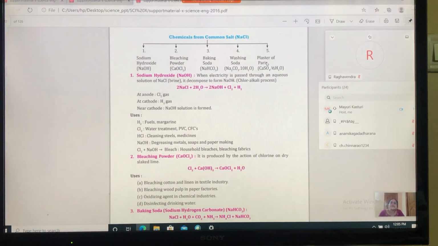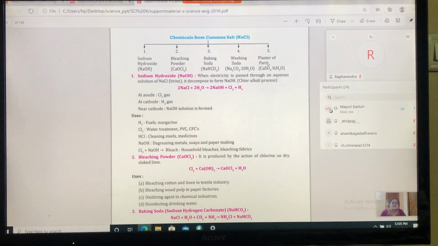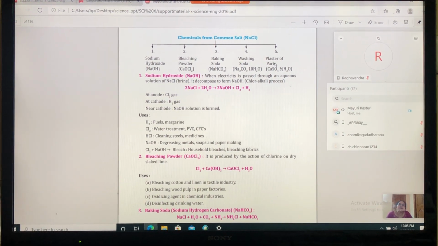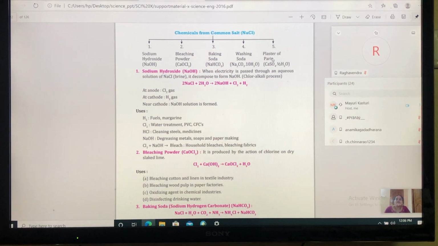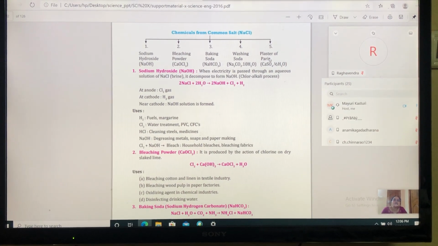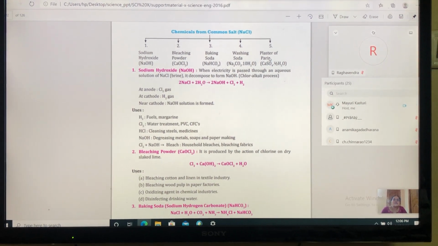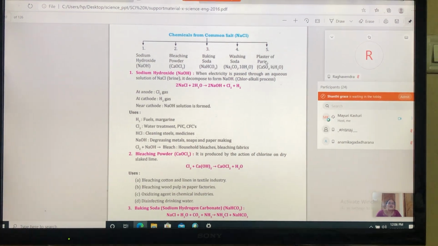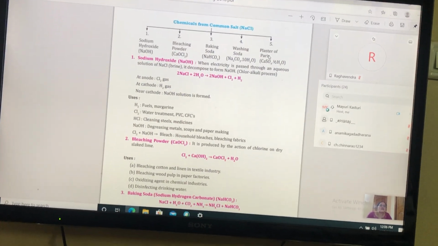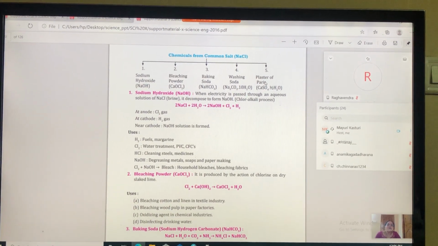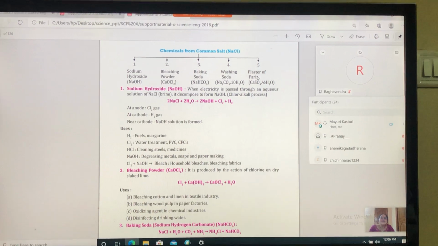If you see them, see sodium hydroxide. From sodium chloride you can prepare sodium hydroxide, bleaching powder, that is CaOCl2, baking soda, NaHCO3, washing soda, Na2CO3·10H2O, and plaster of Paris, CaSO4·½H2O. All these are the salts that we can prepare from the common salt, sodium chloride.